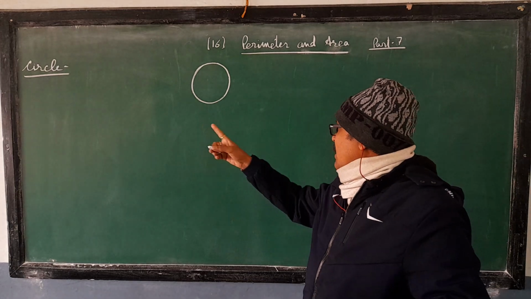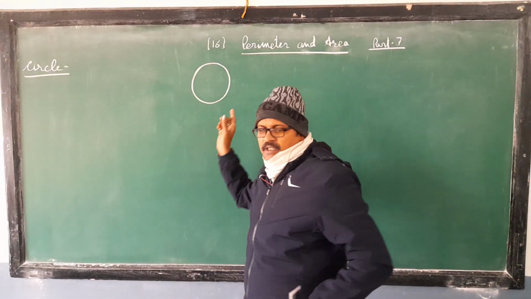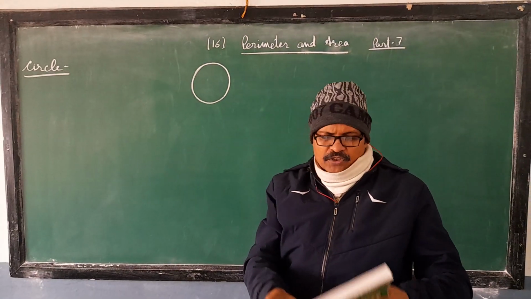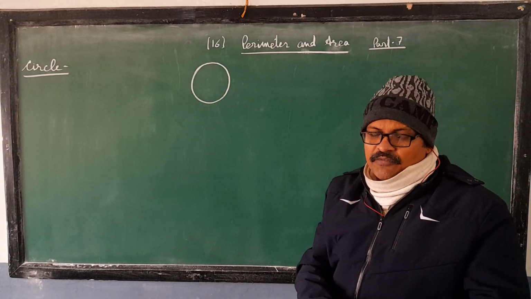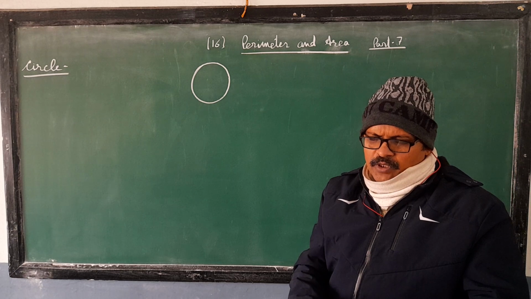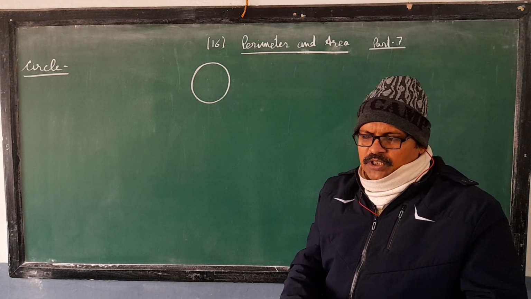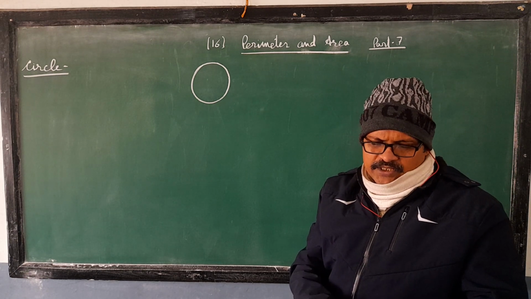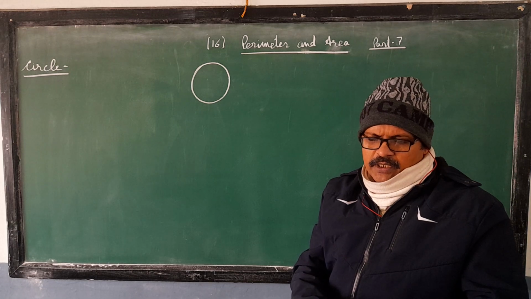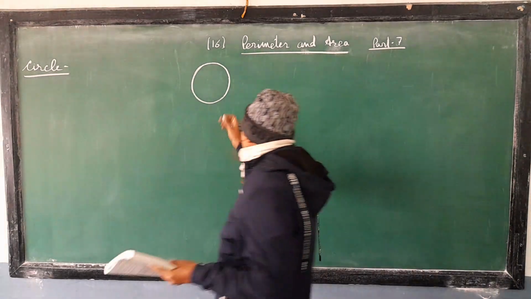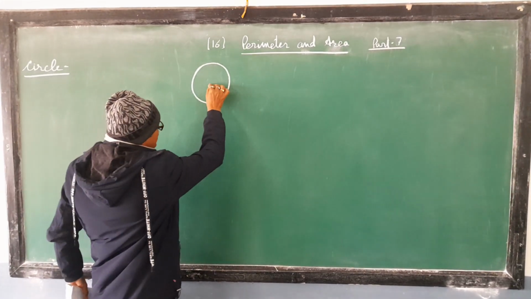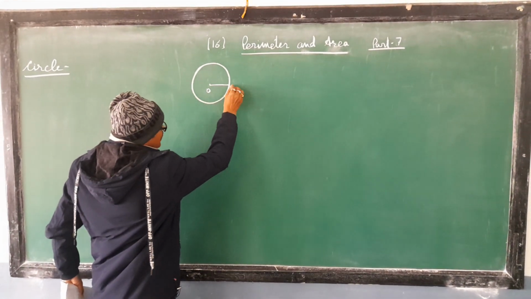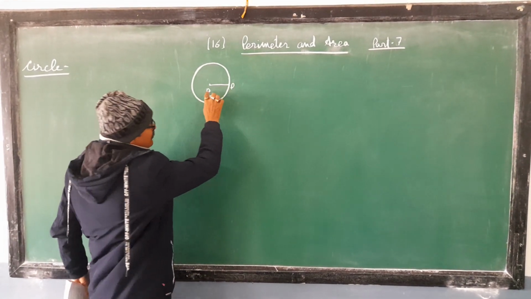So see, this is the figure of a circle. Write the definition. What is a circle? A circle is a collection of all those points in a plane which are at a constant distance from a fixed point in that plane. See, this is the fixed point O. Its distance from this point O to P, P is the distance from O.